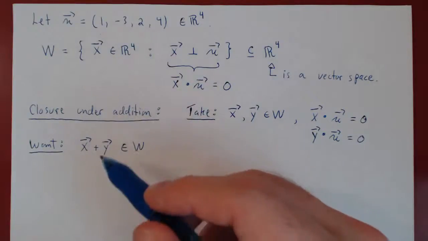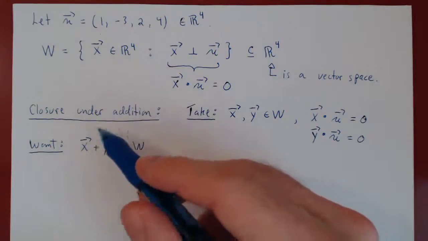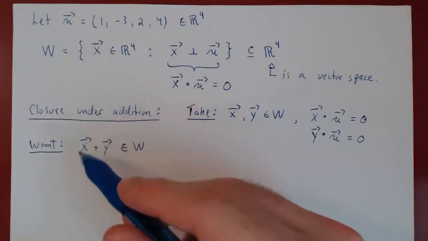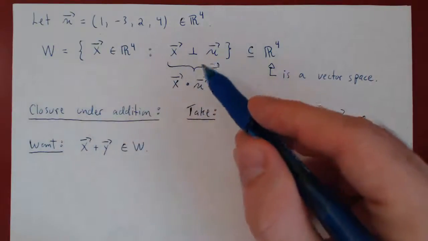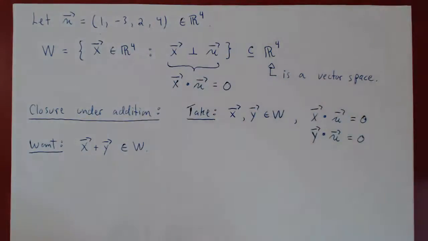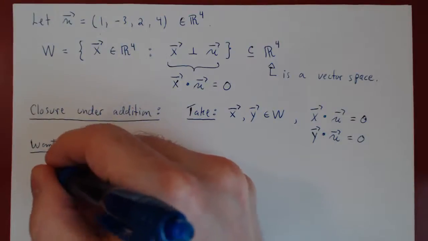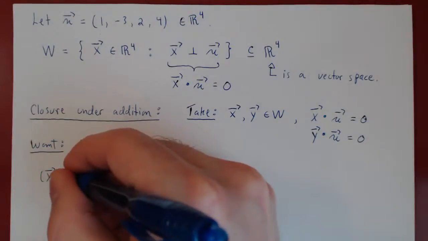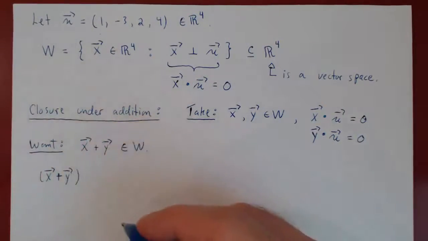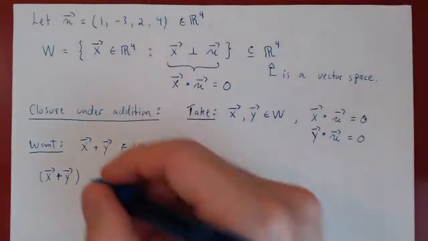So this is obvious. But we have to prove that for this vector to lie in W, it must be perpendicular to vector u. Well, as we have just said, vectors are perpendicular if they have a zero dot product. So we are going to dot vector x plus y with vector u.